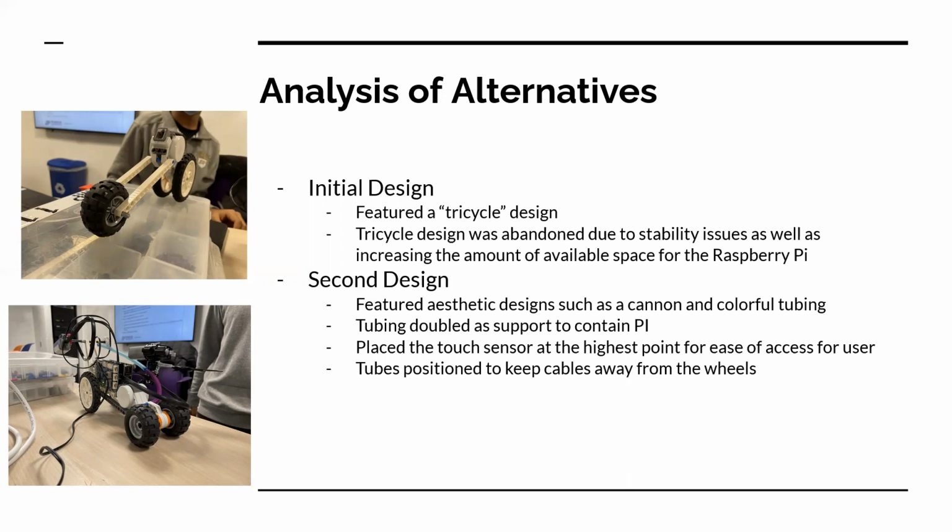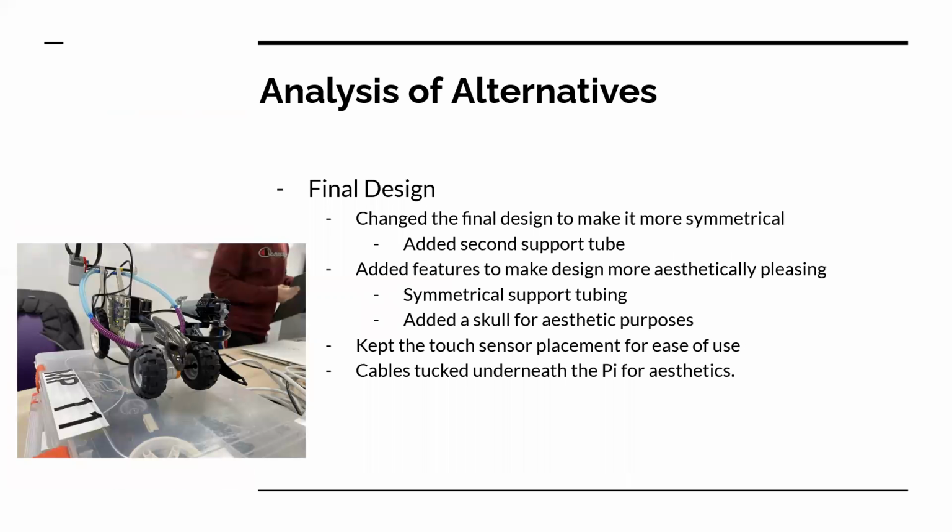We put our touch sensor at the highest point, so it was really easy to use. And another additional benefit of the tubes was it was used for cable management. Our final design, we changed it to make it more symmetrical with tubes on both sides. We added more features to make it aesthetically pleasing, like the skull in the front. We kept the sensor placement where it was, and we tucked the cables for the motors underneath the Pi.